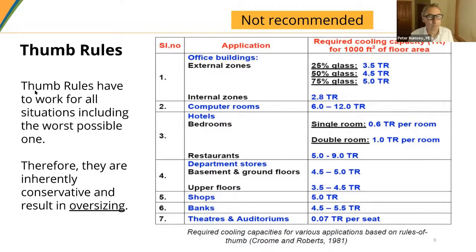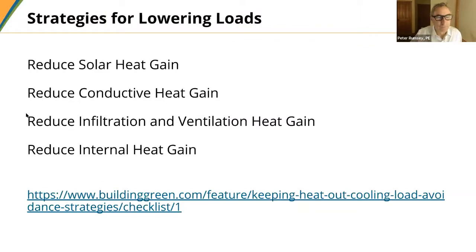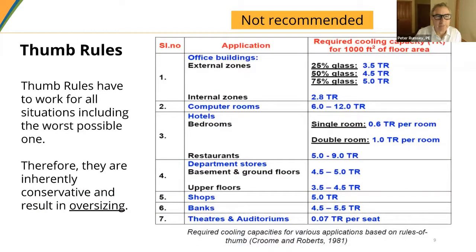The thumb rules have to work for all situations, including the worst possible situation. So a building that's very bad at insulation, with lots of internal lighting and all these things going wrong, the thumb rule needs to be inherently conservative so it works in all cases. So oftentimes when I do the actual load calculation, I'll come up with a number for the amount of cooling that's much smaller than the thumb rule.